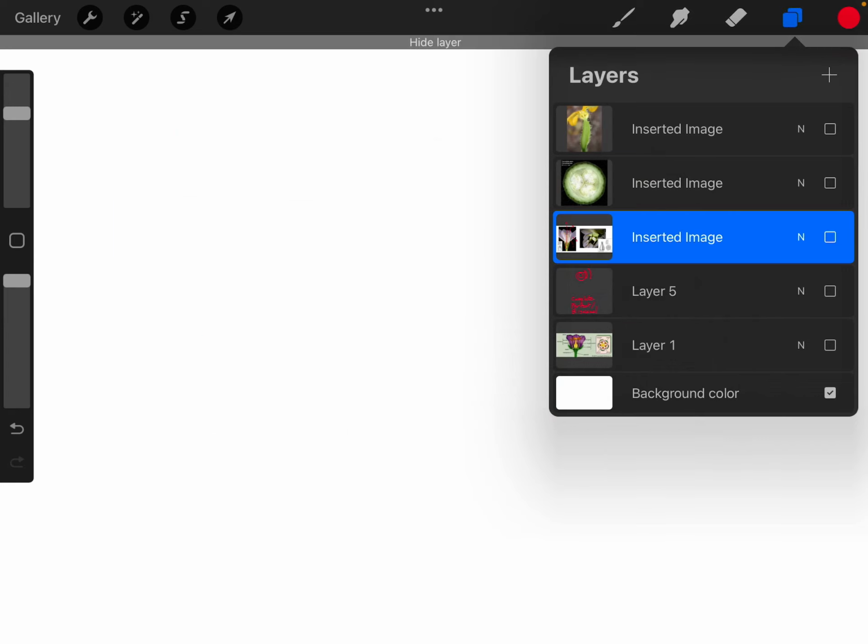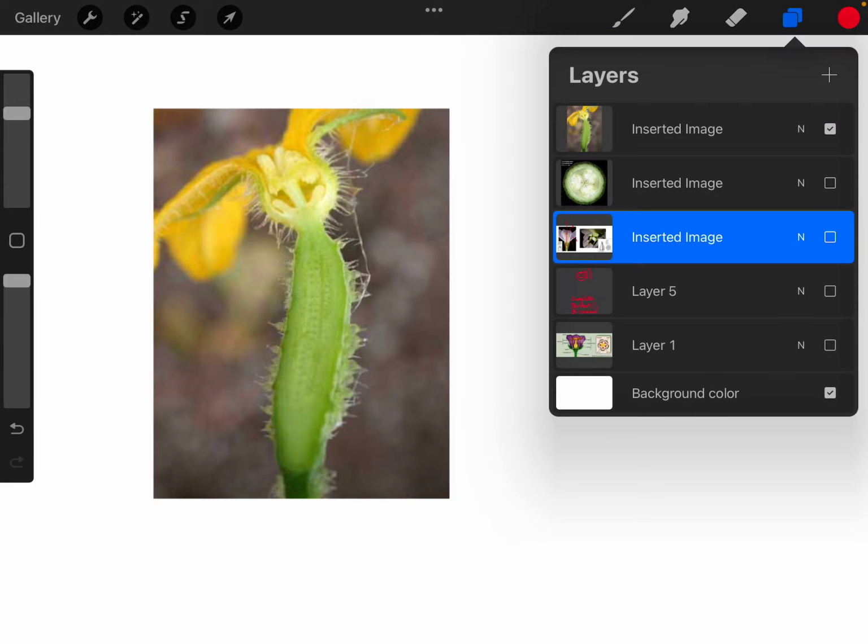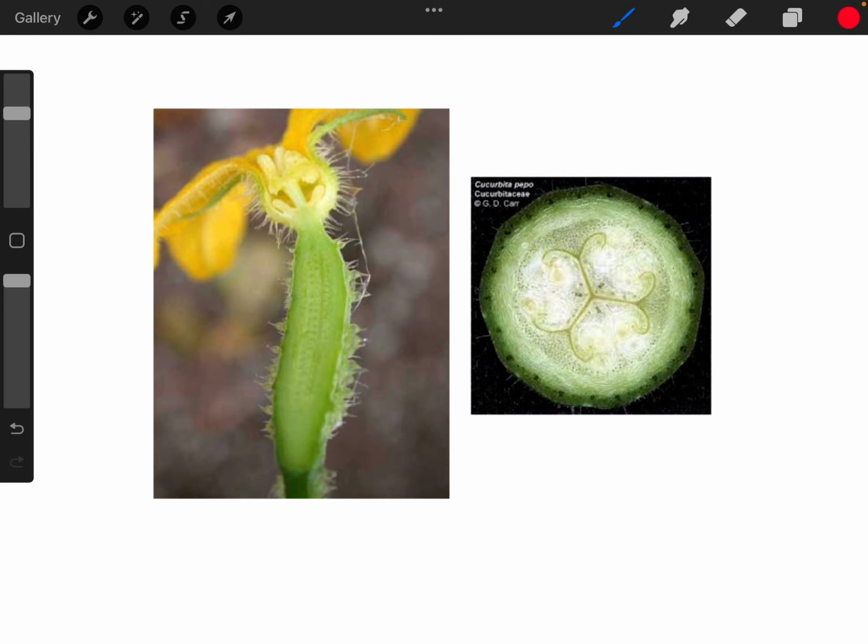Let's take another look at another example. So this is the flower of a cucumber. And cucumbers are known for being tricarpellary, aka having 3 carpels. Now, from this image, it's very difficult to tell that, it would take some careful dissection for you to understand how many carpels a flower has. But we can actually see this in the cross-section of a cucumber.